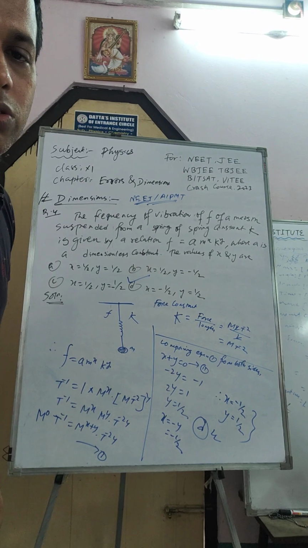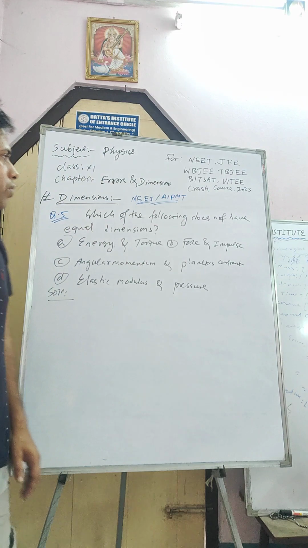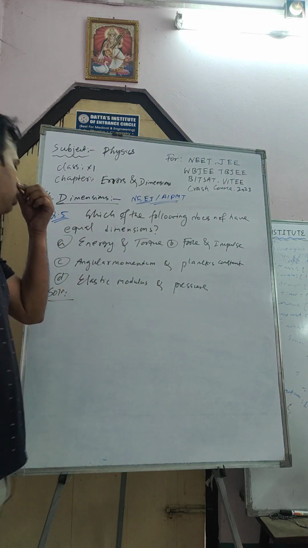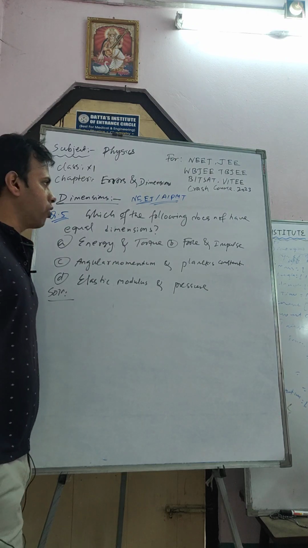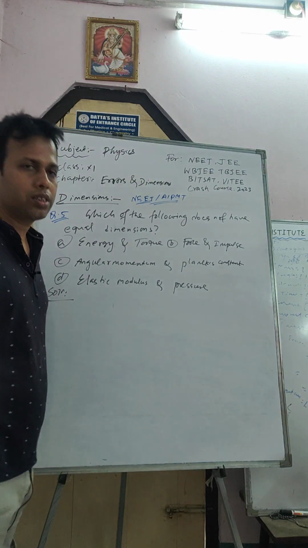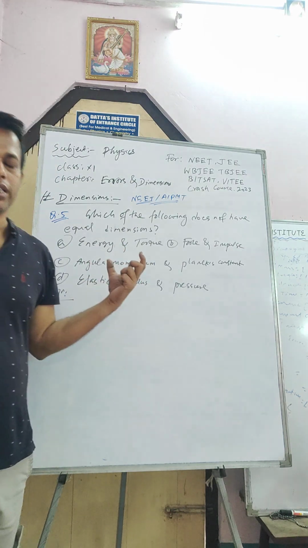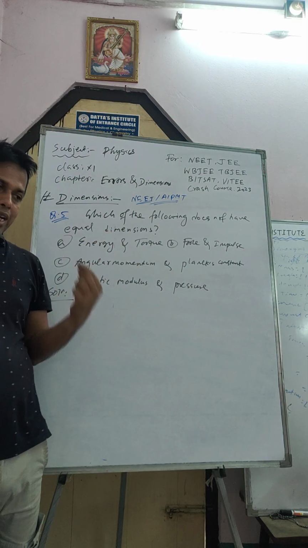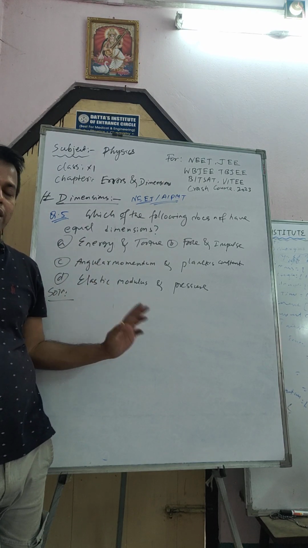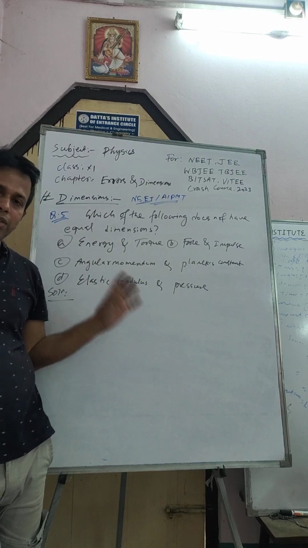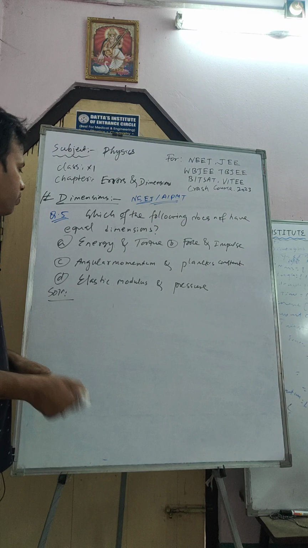So move on to the next question. Our next question, question number 5, also came in NEET and AIPMT. The question is: which of the following does not have equal dimensions? There are 4 pairs given, and we have to find which pair does not have the same dimensions. 3 pairs have the same dimensions, but 1 pair does not. So we have to find this one.